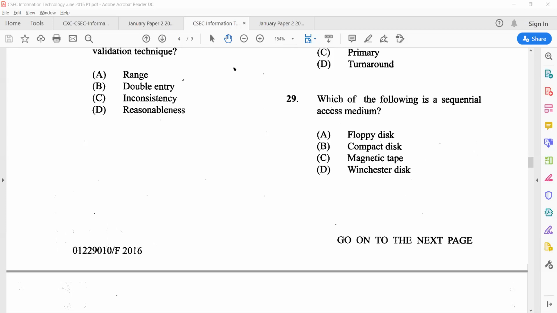Now, always remember in terms of sequential, you want to think about the order in which data is stored being the same order in which it is accessed. The best analogy for that to me is those older cassette tapes where it recorded audio, but in order to access the audio, you had to start from the beginning and access it in the order in which it was recorded. Okay, and the answer is the magnetic tape.